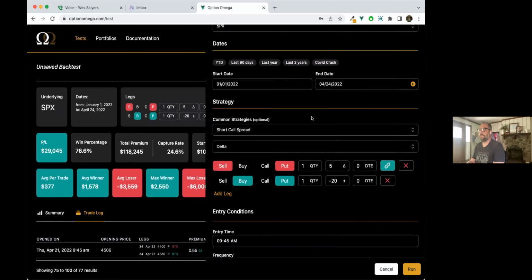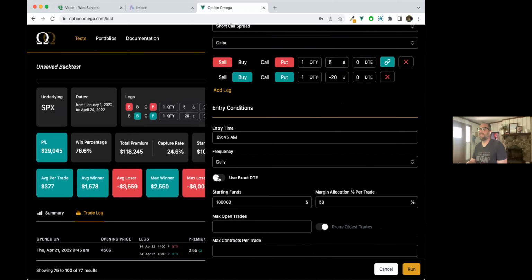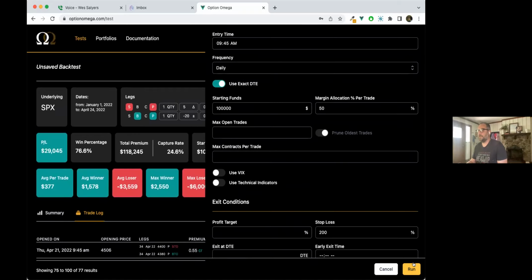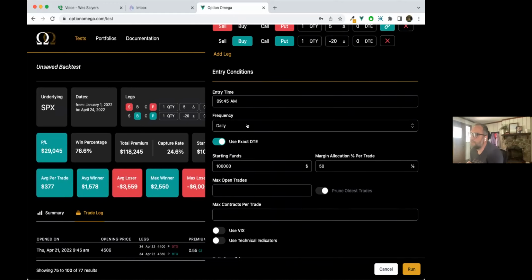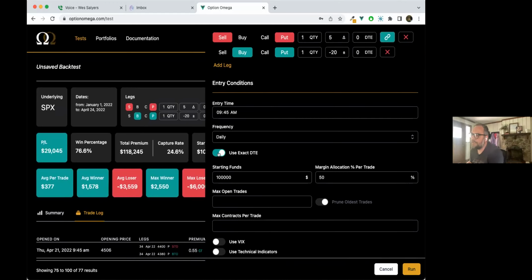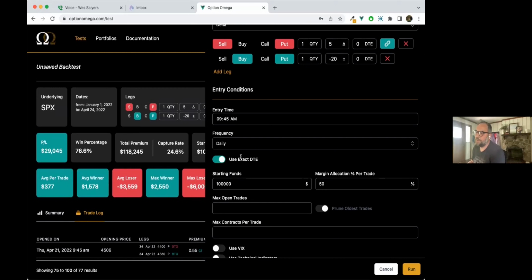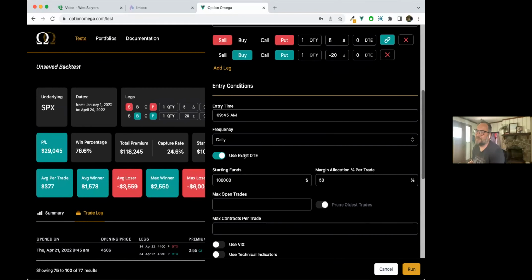So, oh, actually one thing, let me switch that real quick. I ran that wrong. So this is an important thing. This uses Act DTE. So if you're running like a 60-day strategy, you don't care to only get it at 60 days. You're just trying to get close to 60 days, right? But a 0-day strategy, no, we're selling 0 day. Just find the 0-day ones.